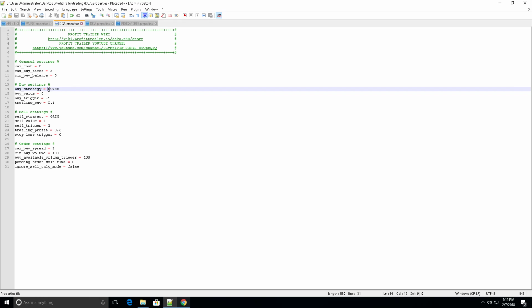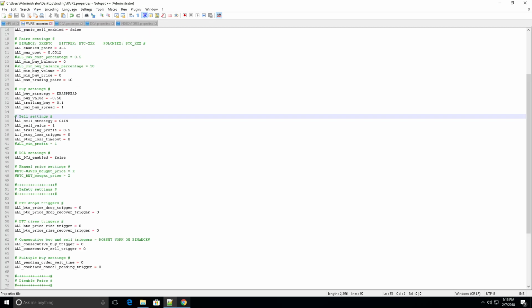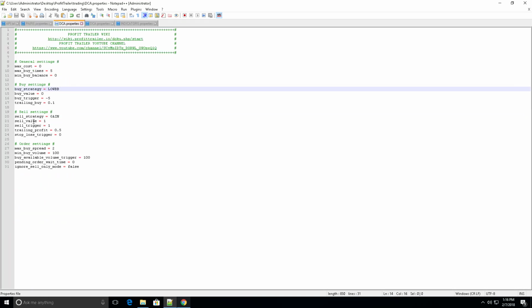In the DCA file, there is one more strategy that you can use to double down on a coin, called the Anderson strategy, which I will cover later after I go through everything right here. But that's the only difference. The sell strategies have the same parameters and meanings as the ones you see in the pairs properties file.